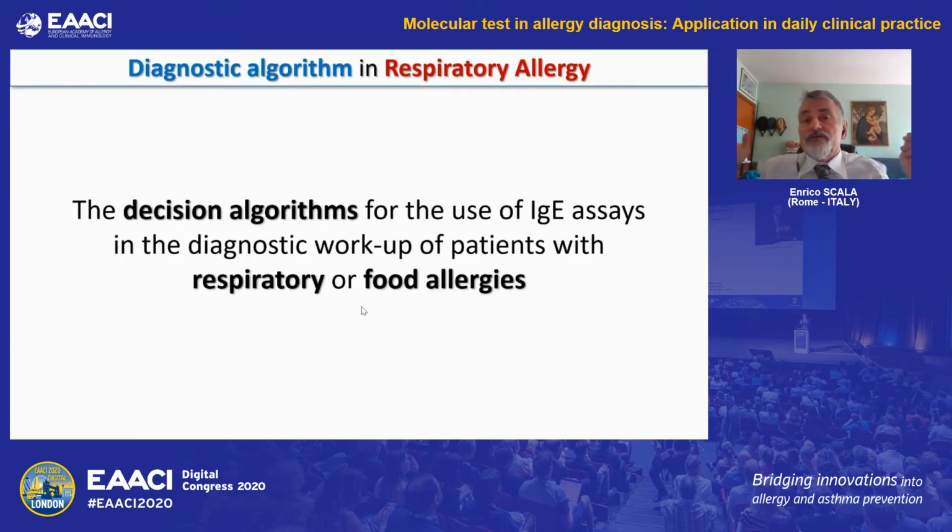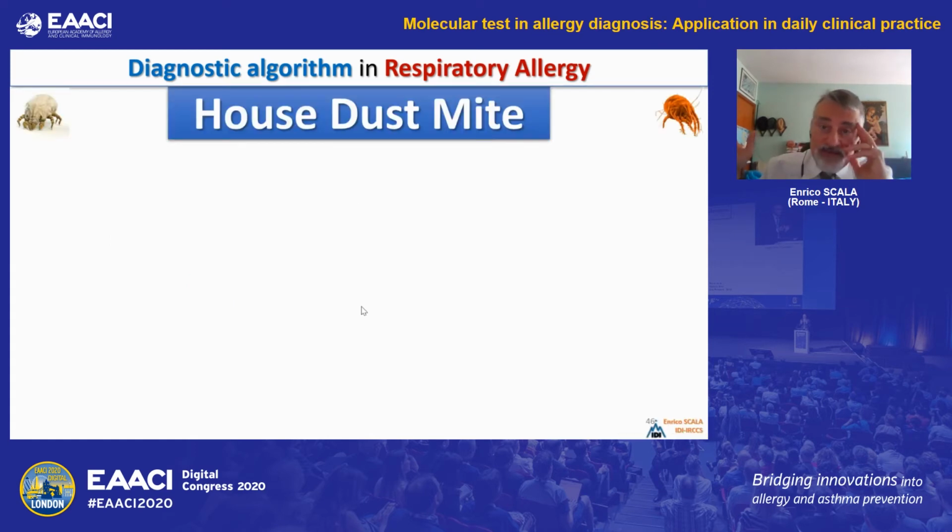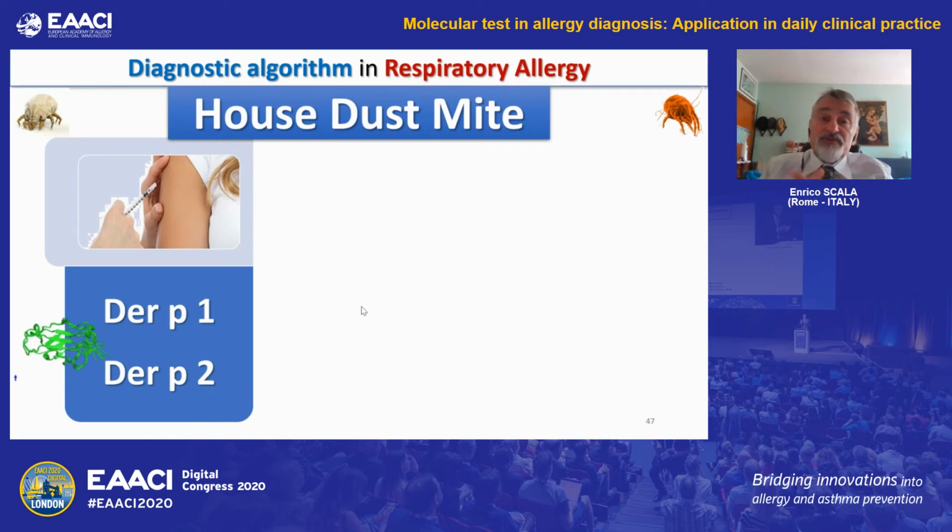But taking together all those considerations, all that information, we can try to depict several tentative diagnostic algorithms. And starting with respiratory allergy, the first model we are going to consider is house dust mite allergy. And you know that in about 80% of cases, patients with house dust mite reactivity can recognize Der p 1 and Der p 2.